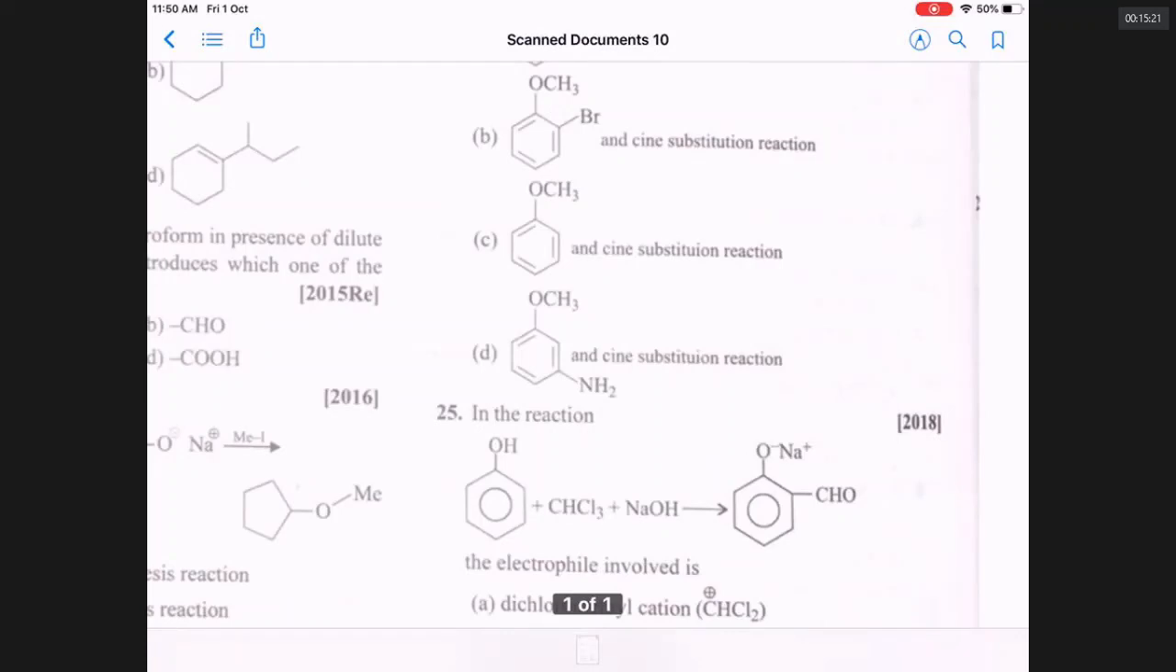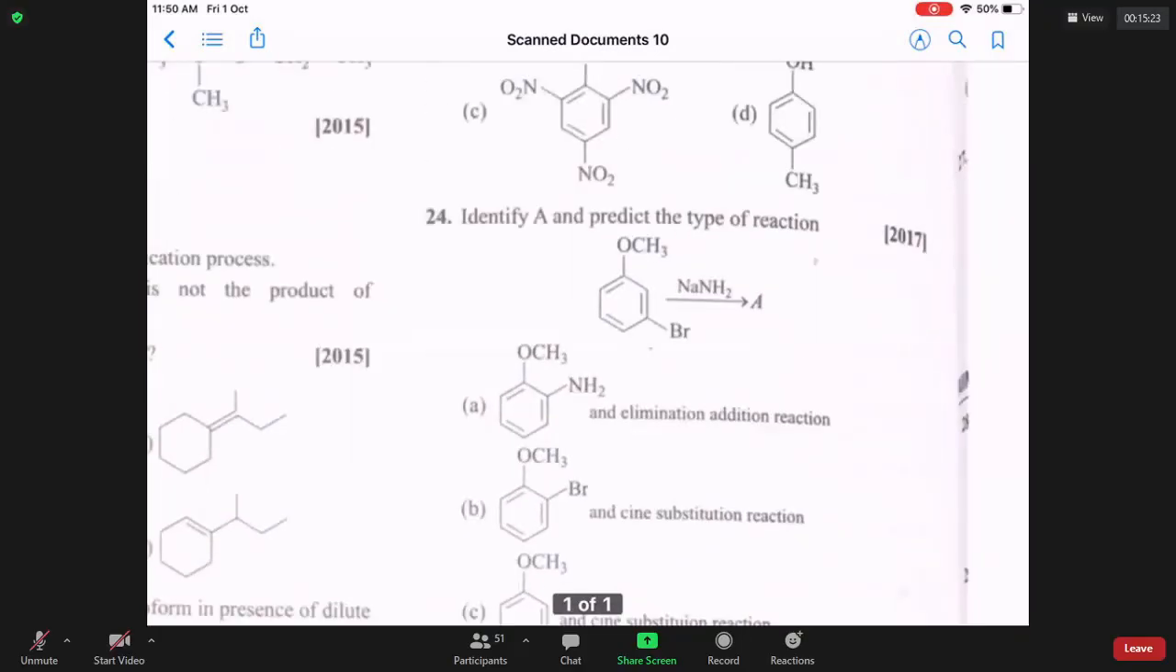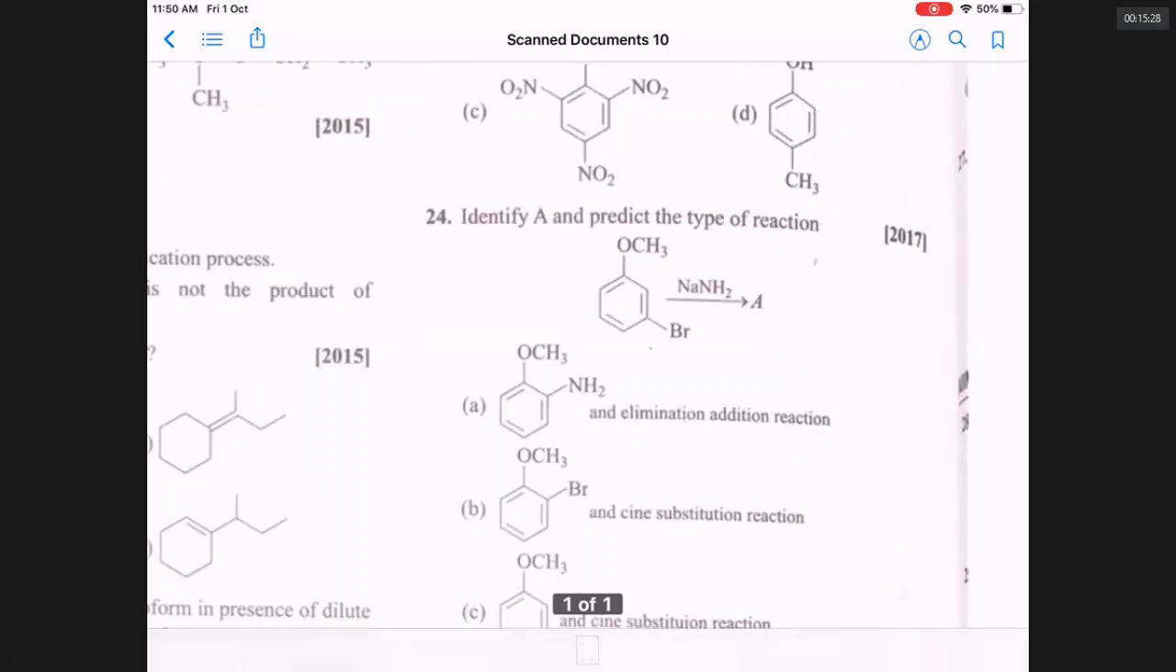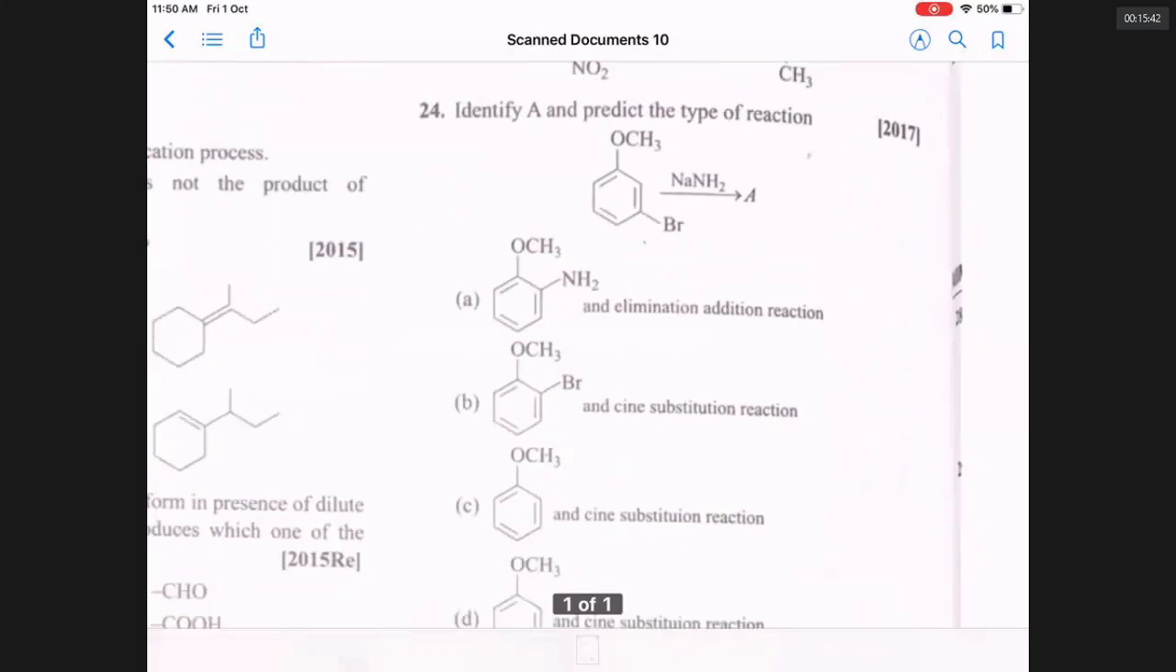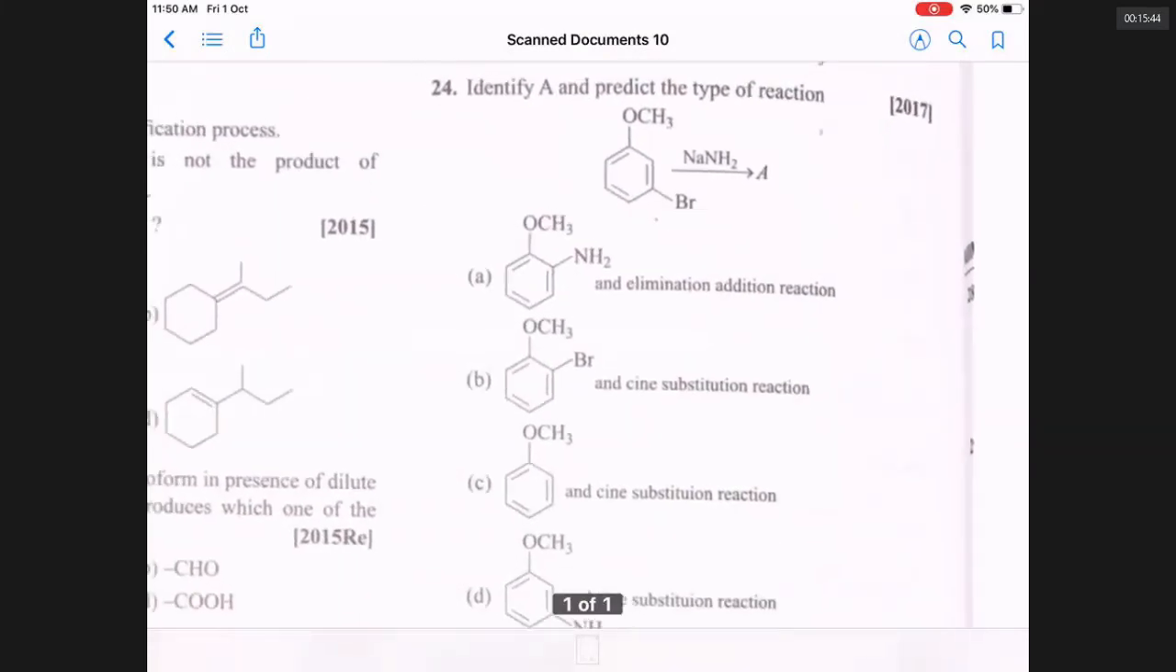You can remember that this is the only reaction where the halogen that is directly linked to benzene is broken and replaced by NH2. It is a very special reaction called the benzyne mechanism. What is that, sir? Benzyne mechanism. How this reaction happens, I will come back if I have time.